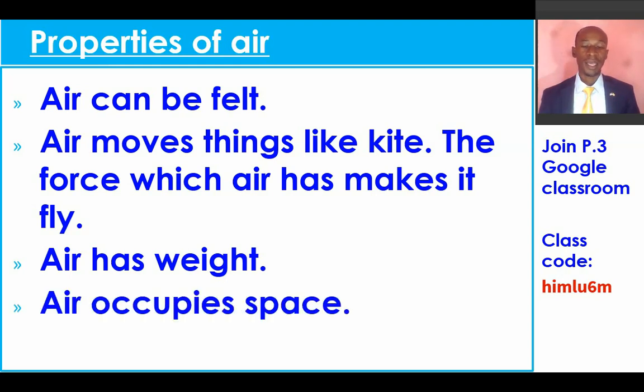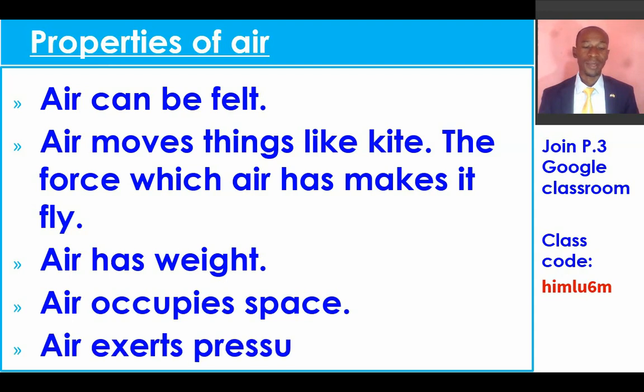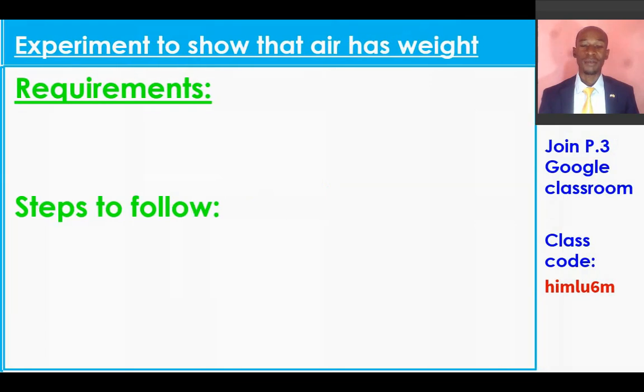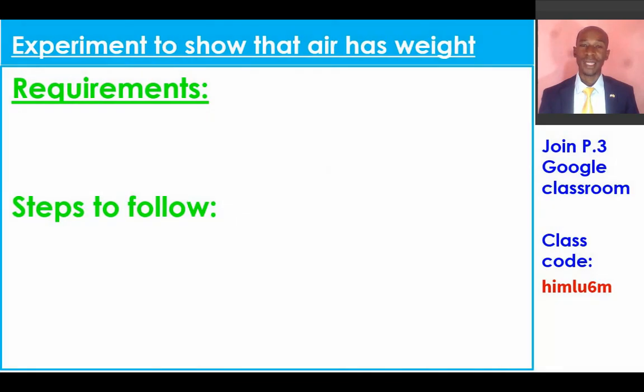Number 4, air occupies space. Which experiment can we carry out to show that air occupies space? Then lastly, we are saying air exerts pressure. We need to carry out an experiment to show that air exerts pressure. So let us first get to the experiment of air has weight.